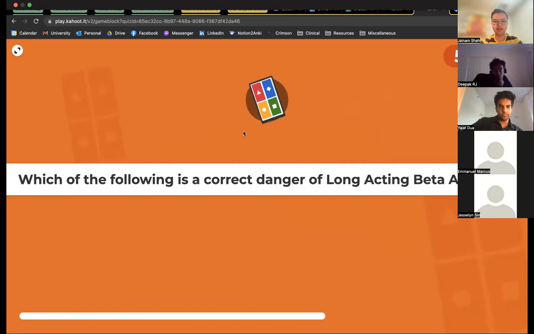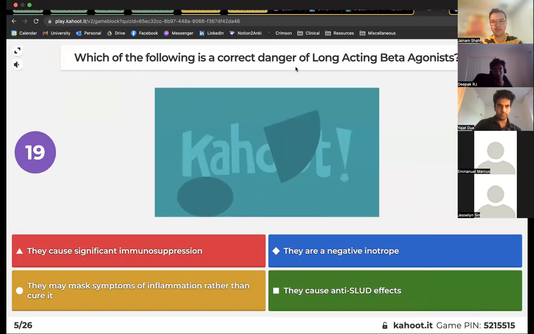Which of the following is a correct danger or side effect of long-acting beta agonists?